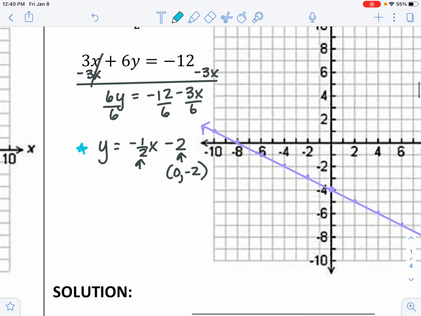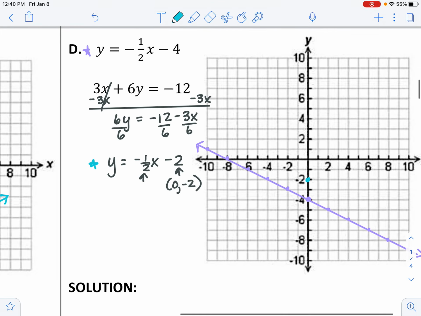So go to the point (0, -2), and then the slope is negative, so my line's going to fall from left to right. And probably about now you're noticing, hold on a minute, isn't that the slope of the other one? And it is. So this is going to be an example of parallel lines. And parallel lines never intersect, so therefore there is no solution for this system. There's no point they have in common. So for this one, you're going to write no solution.